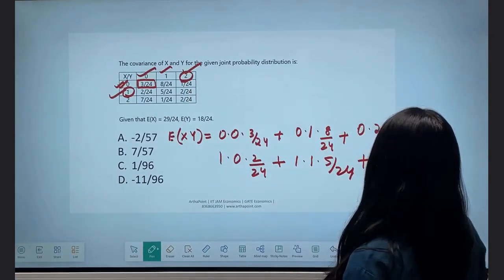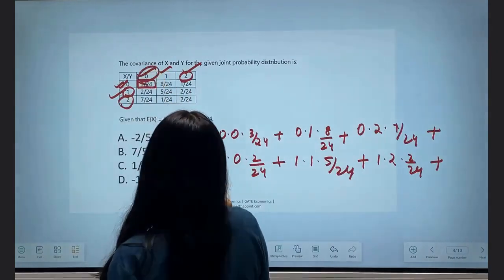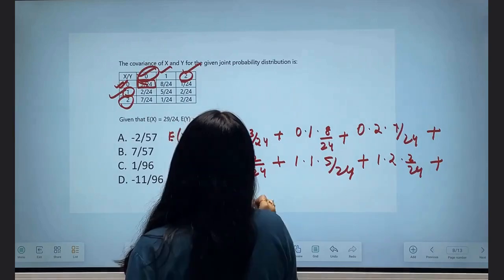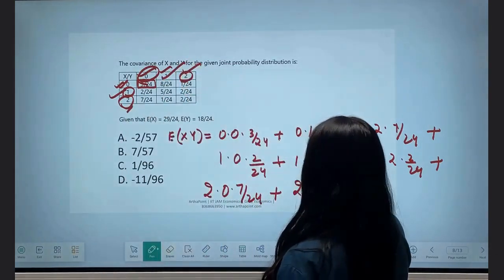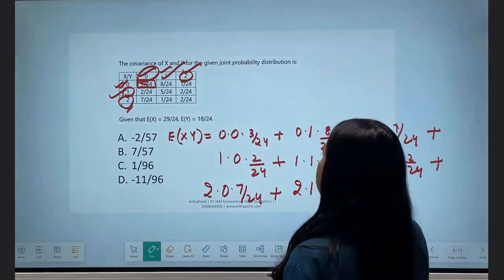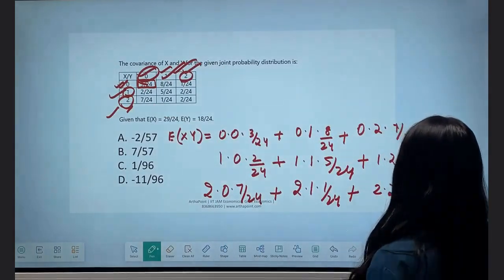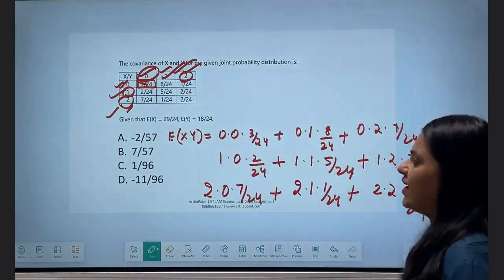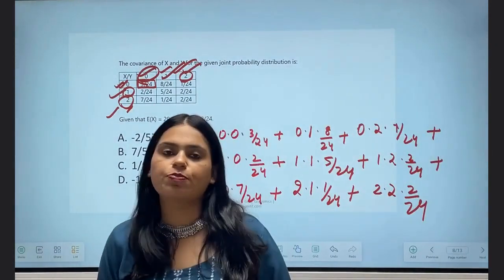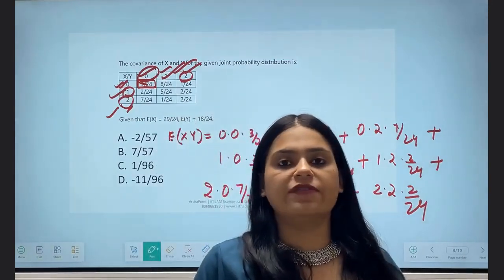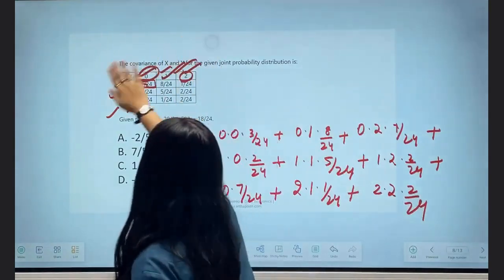into 2 by 24 plus 2 into 0 into 7 by 24 plus 2 into 1 into 1 by 24 plus 2 into 2 into 2 by 24, ऐसे करके एक एक बॉक्स देना है. I am finding E of xy. So probabilities have to be multiplied with this xy का combination. Okay बेटा, let's try to find this out now.